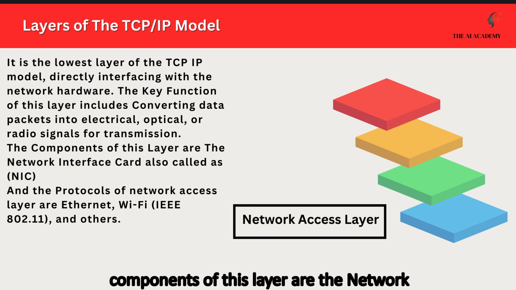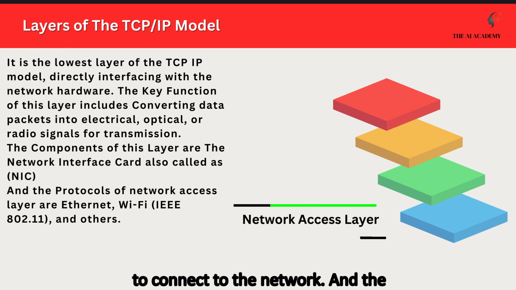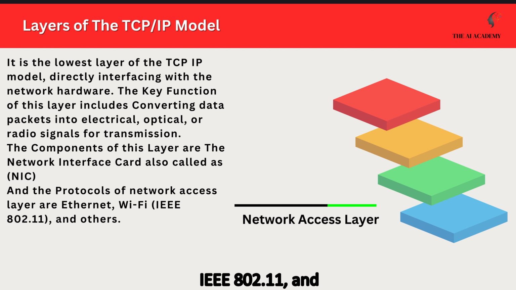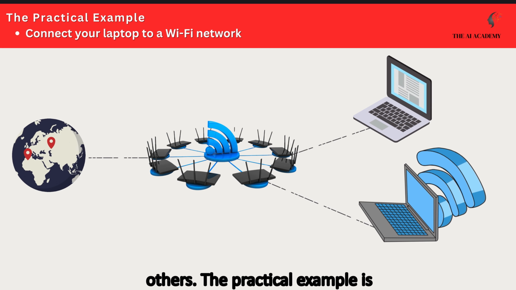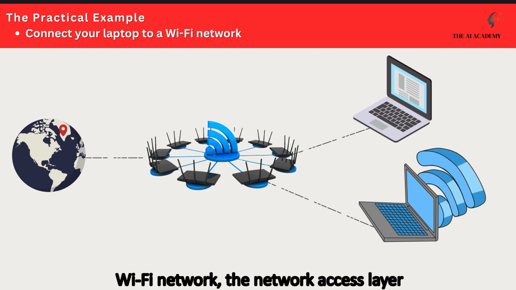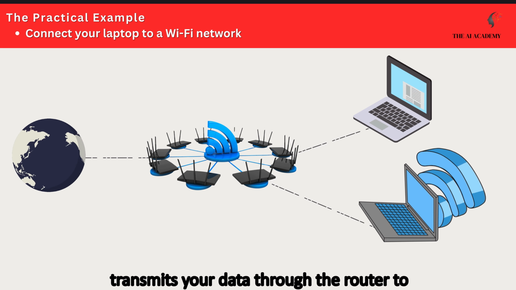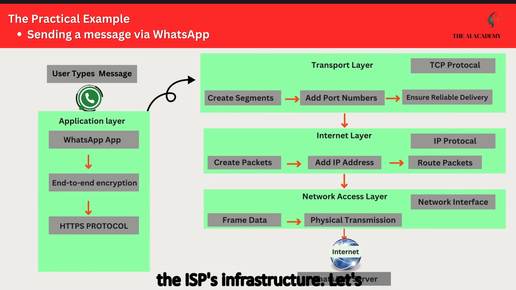The components of this layer are the Network Interface Card, also called NIC, a hardware component that enables devices to connect to the network. And the protocols of this are Ethernet, Wi-Fi, IEEE 802.11, and others. The practical example is that when you connect your laptop to a Wi-Fi network, the network access layer transmits your data through the router to the ISP's infrastructure.